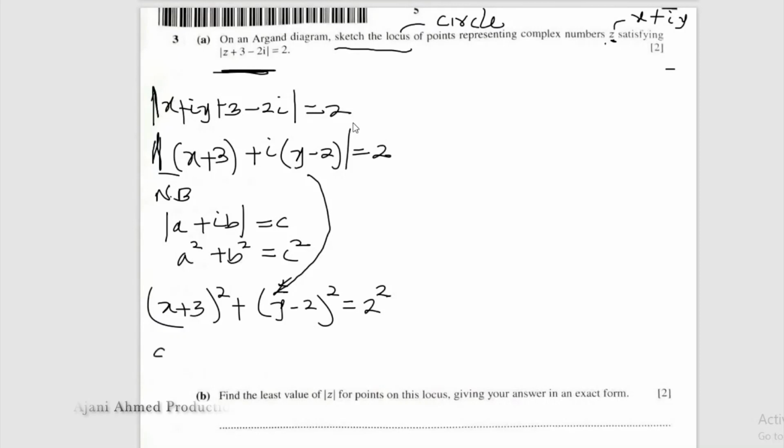So which means I need to determine the center. In this form, the center for x is minus 3, for y is 2. Then the radius is equal to 2. This is the first step in sketching a locus, the center and the radius. Then the next one is to sketch it. So now we have the center and the radius. So let's sketch the locus.